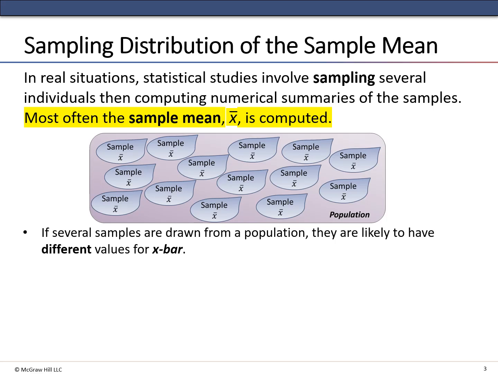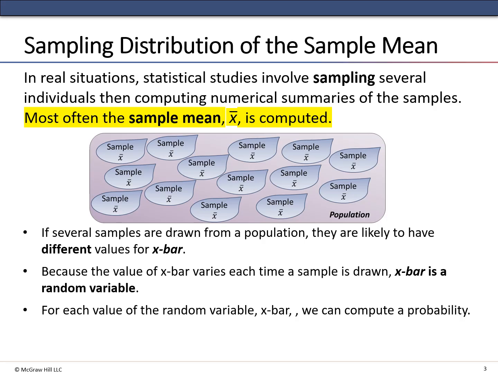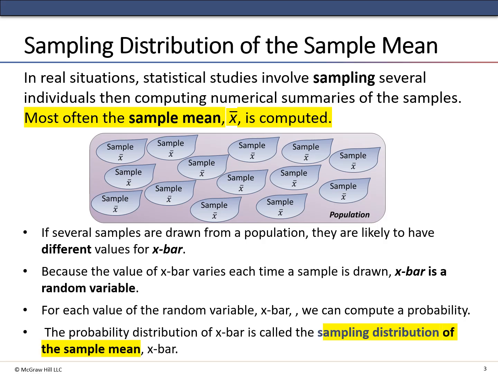If several samples are drawn from a population, they are likely to have different values for x bar. We wouldn't expect that each sample of 10 people or 10 items would have the same average. So it's very likely that they're going to have a different mean x bar. Because the value of x bar varies each time a sample is drawn, x bar itself is a random variable. For each value of the random variable x bar, we can compute a probability. The probability distribution of x bar is called the sampling distribution of the sample mean x bar.